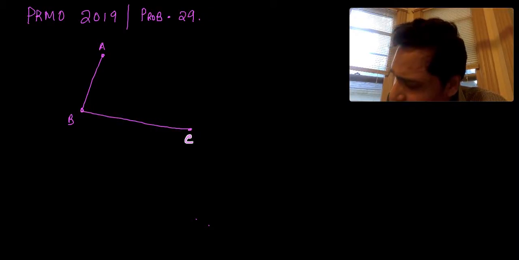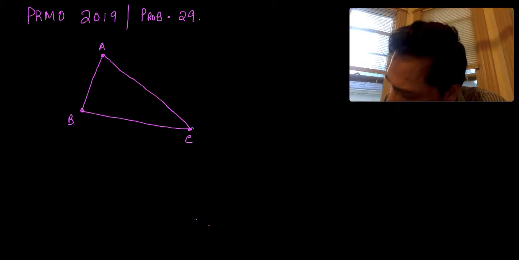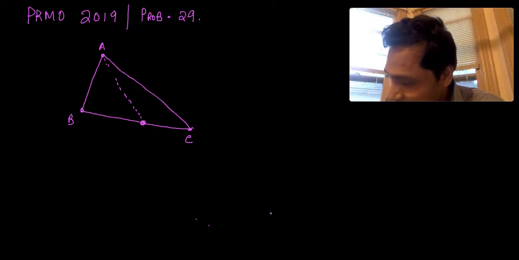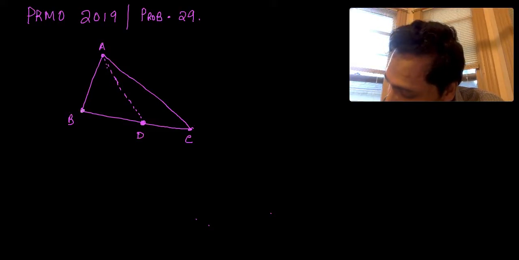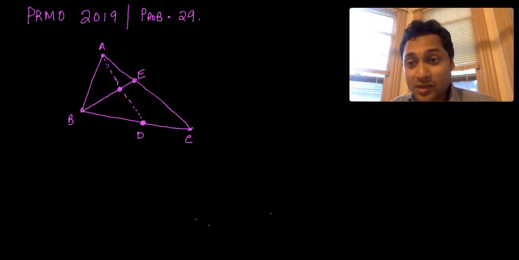We start with a triangle ABC, and it's given that the angle bisector and the median are perpendicular to each other. That doesn't happen every day, right? So the median AD and the angle bisector BE are perpendicular to each other.